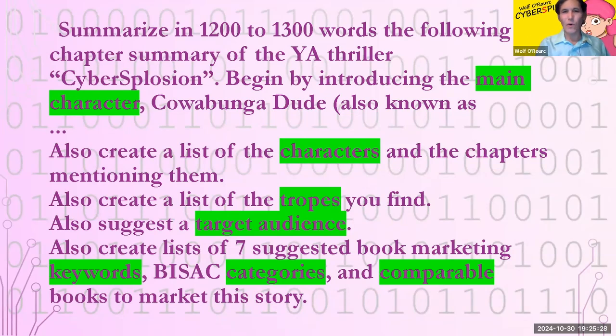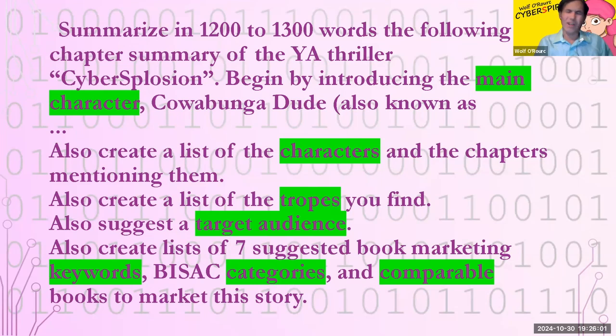We're also asking it for a list of characters and the chapters mentioning them, because that's good to have. I want to see the tropes, because again, that flows into the book's description. I want to know if I got the target audience right. If it gives me a different target audience here than YA, I've done something wrong in the manuscript. Give me 7 suggested book marketing keywords, give me the BISAC categories, and give me the comparable books to market this story. So we get all this at once for one payment.